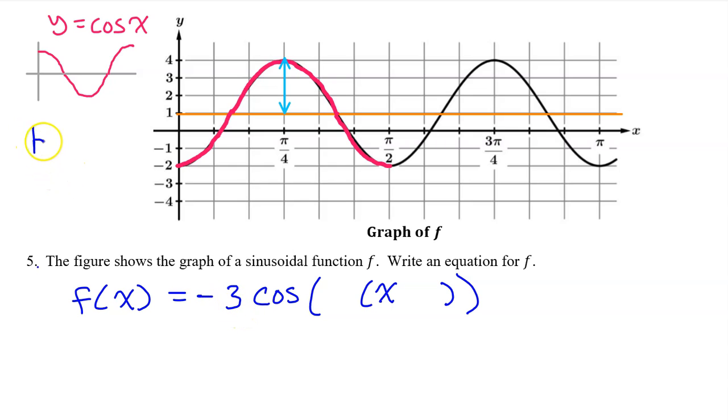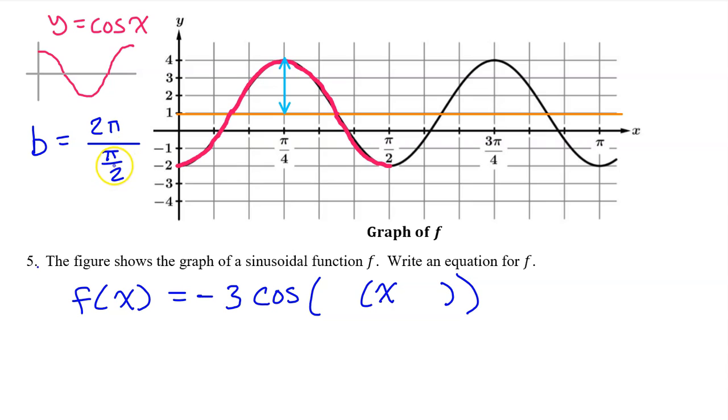We know that the b value is given by 2 pi divided by the period. This period begins at 0 and ends at pi over 2. So the period of f is pi over 2.